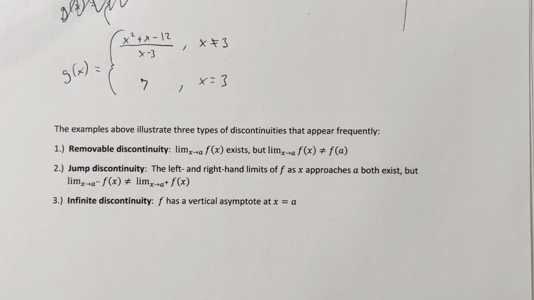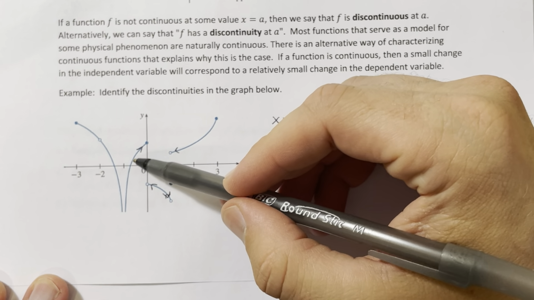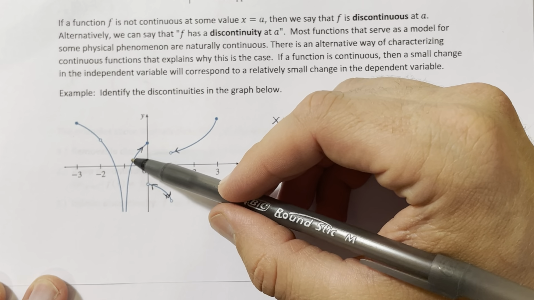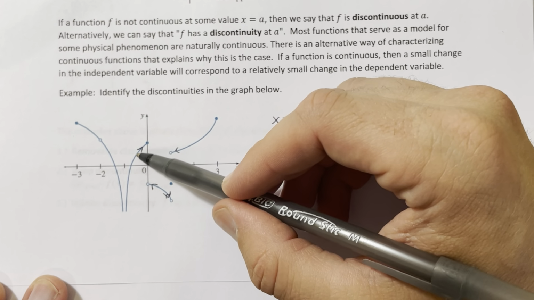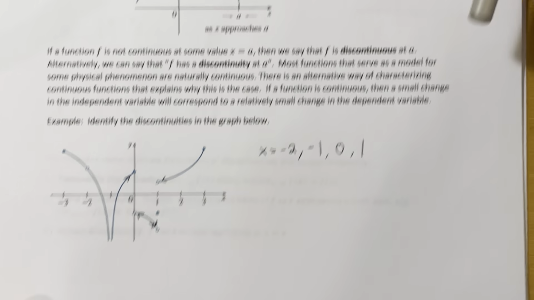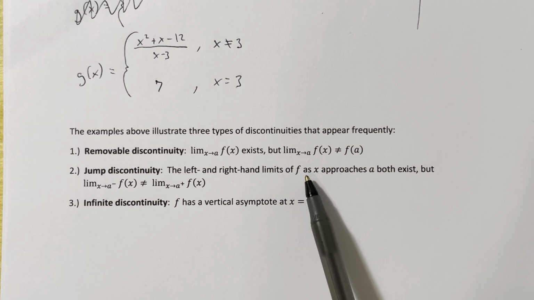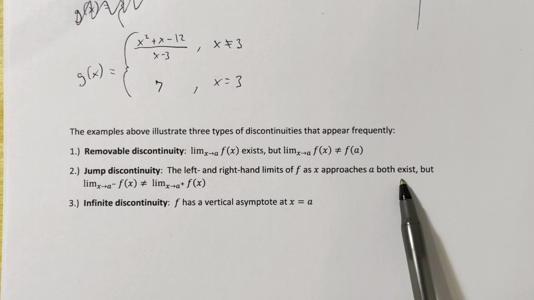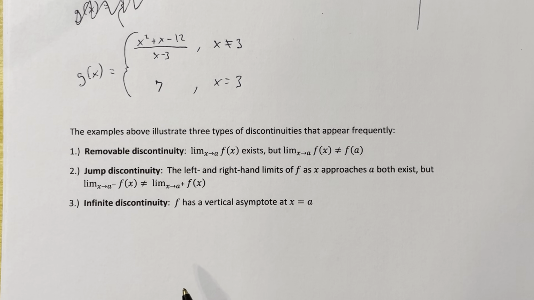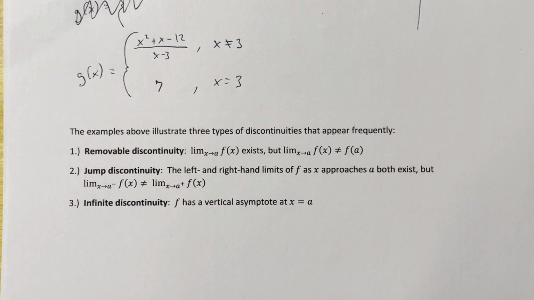Jump discontinuities are these types, where the graph, as you approach a, whatever a happens to be, is approaching one value as you go from the left and a different value as you approach from the right. It creates a jump. Up here I described that jump as teleporting, right? So a jump discontinuity is one where the left and right hand limits of f as x approaches a both exist, but they don't equal each other. They equal different values. Notice that would imply that the limit doesn't exist, but the left and right hand limits do. They just go to different places.